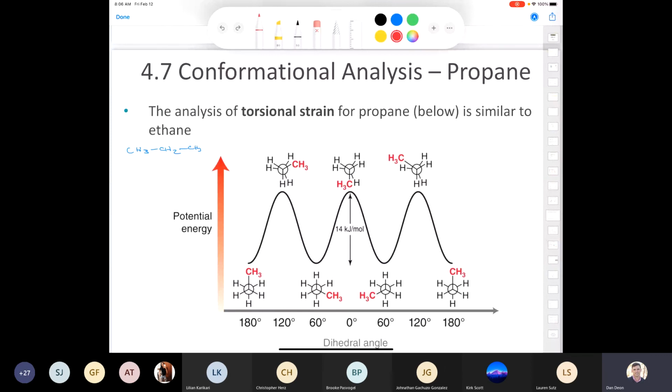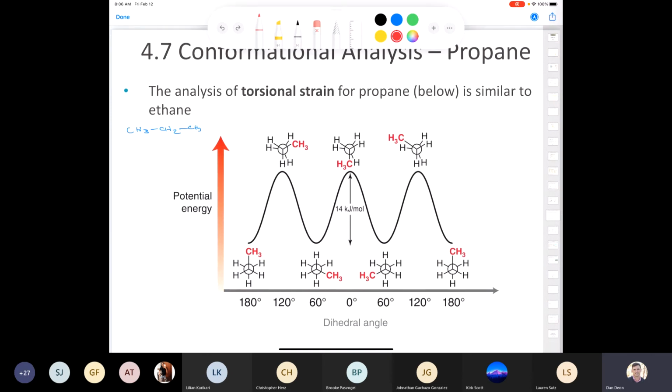So this is exactly what we're seeing here. You see that there's a difference in energy between the staggered conformations. So these are all staggered. Okay, these are all the staggered, and these are the eclipsed conformations. You see that the difference in energy here is a little bit higher.